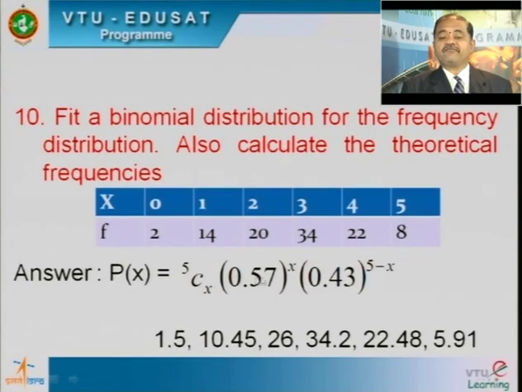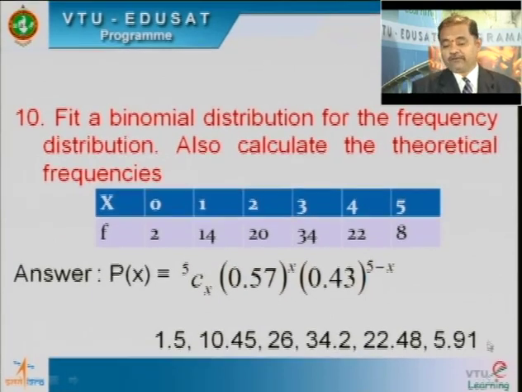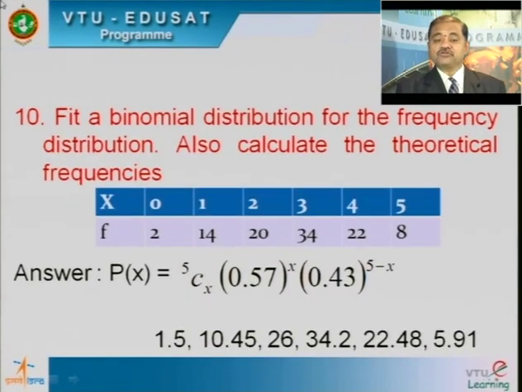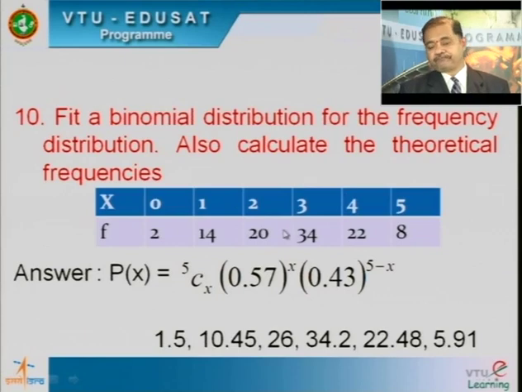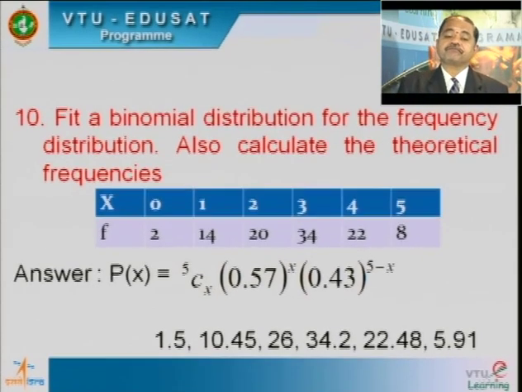Then sigma f into this. Start putting x is equal to 0, 1, 2, 3, 4, 5. You will get these answers: 1.5, 10 point and so on, 5.91. You should work it out. I have given the complete idea of the problem. So this is the first distribution of a discrete random variable.